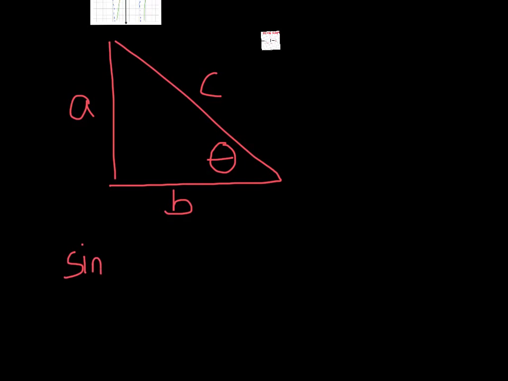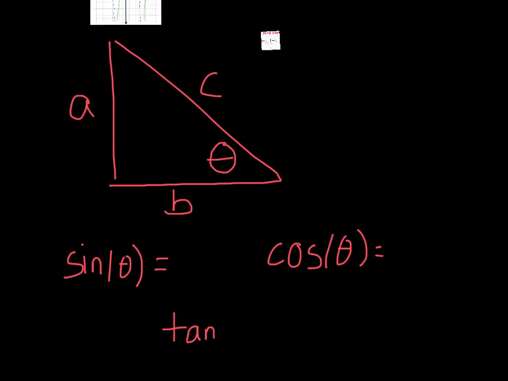The sine of your angle, which is called theta, is equal to something. Cosine of theta is equal to something. And the tangent of theta is equal to something. So, before we get into what sine, cosine, and tangent are equal to, let's talk about the parts of a triangle.